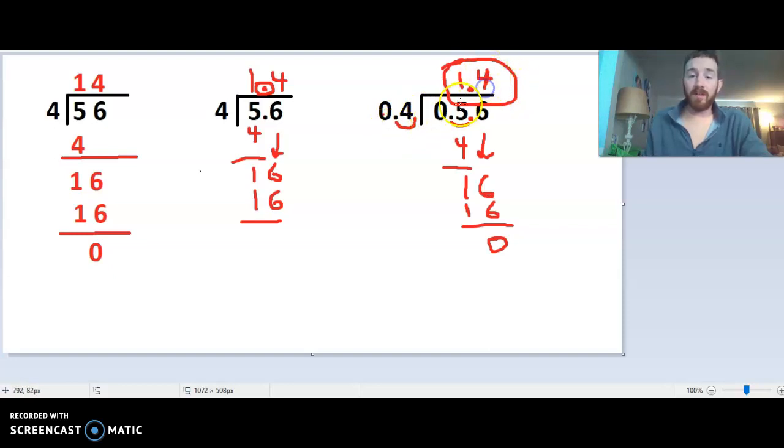So again, the big goal is to make this divisor a whole number by moving the decimal places as we need to, and then do the same thing there. I didn't make this 56, I just moved 1 place over.